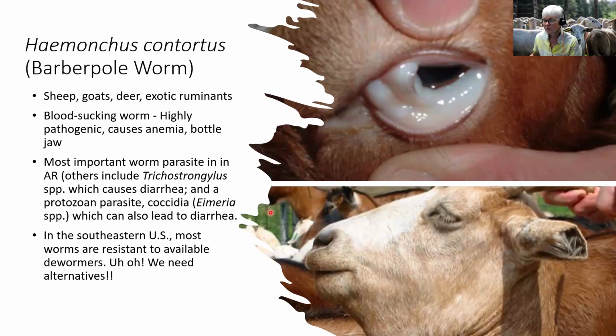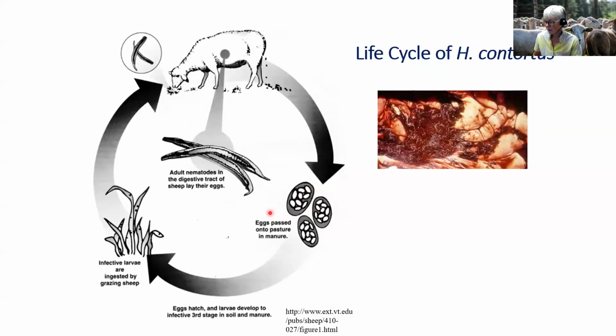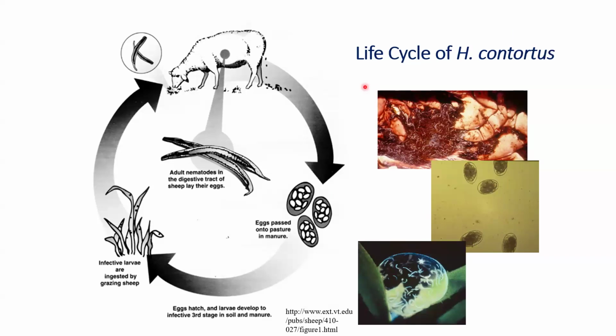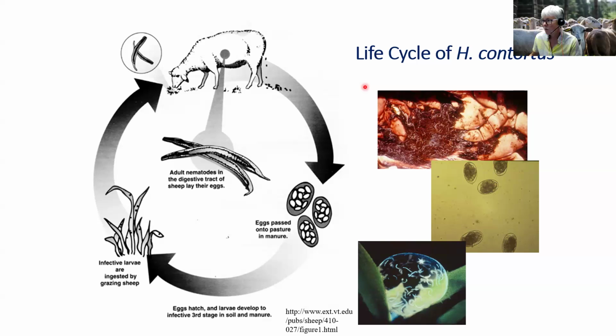But in the southeastern U.S., one of our biggest problems is that the worms are resistant to available dewormers. And so guess what? We need to be able to rely on other things besides dewormers. And if we do have dewormers that work, we need to make sure we maintain their efficacy. So this slide gives us an overview of the life cycle of the worm.